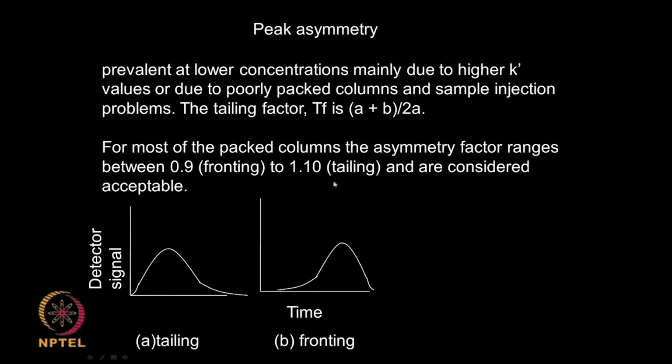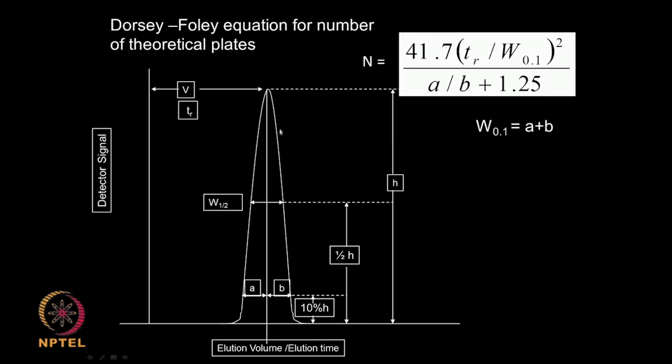Generally this factor will vary between 0.9 to 1.1. You will never get exactly 1, but it will vary between 0.9 to 1.1. Okay. So, you can have some tailing or some fronting. Okay. A is an indication of the fronting, B is an indication of tailing.